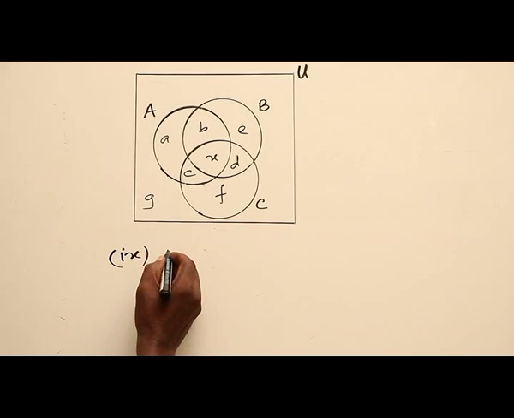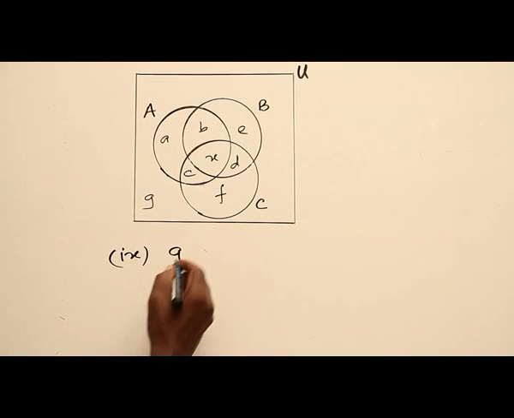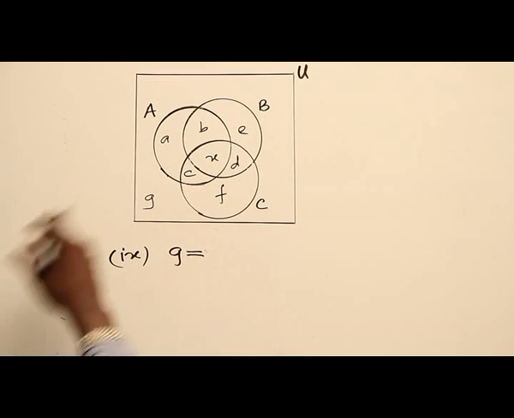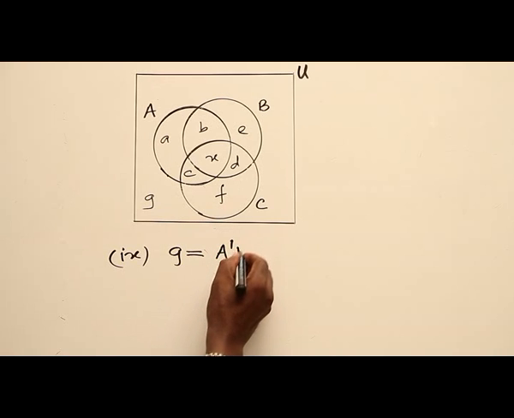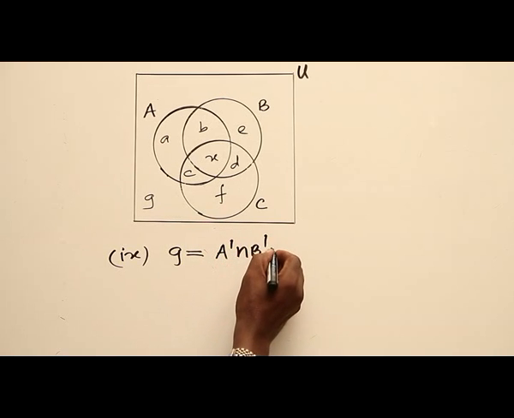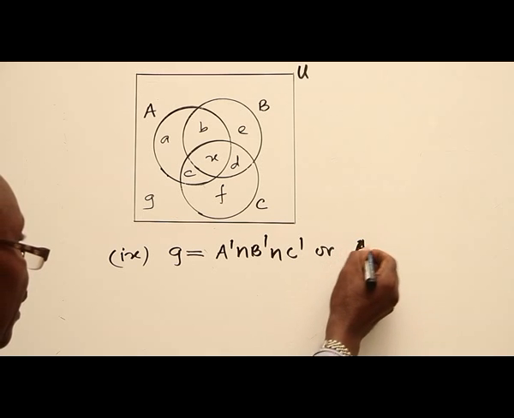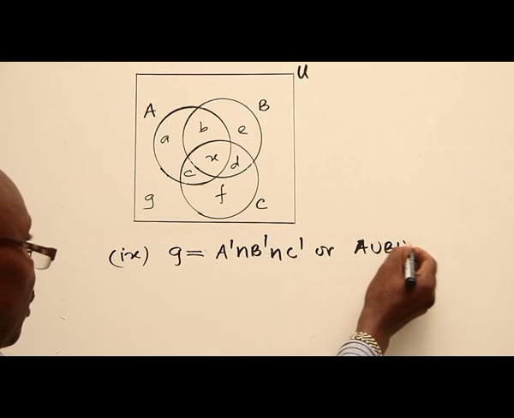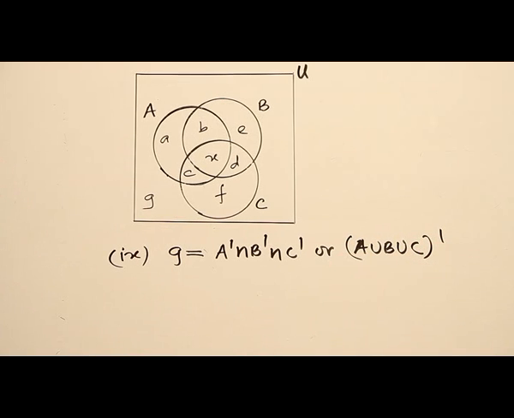We look at location G, which is outside the three sets, totally outside. It means A complement intersection B complement intersection C complement, or A union B union C complement. That represents the location G, which is outside the three sets I described above.